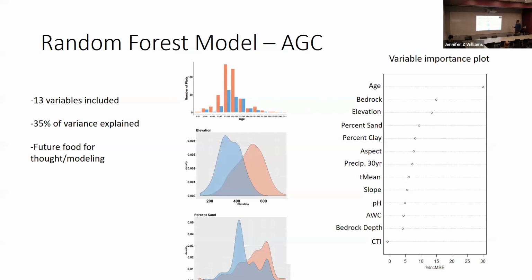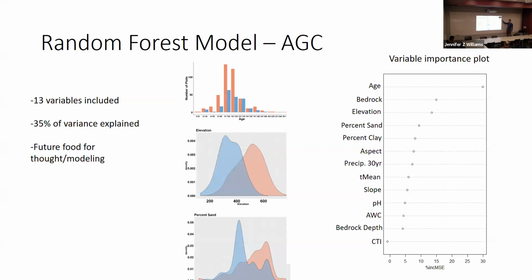So overall, I included these 13 variables in a random forest model, and the amount of variance explained is 35%, which is not super high, but for the sake of ranking these variables, that's what it is for now. Here I have just the distributions of these most important variables, and from top to bottom, these are the most important variables in predicting above ground carbon.